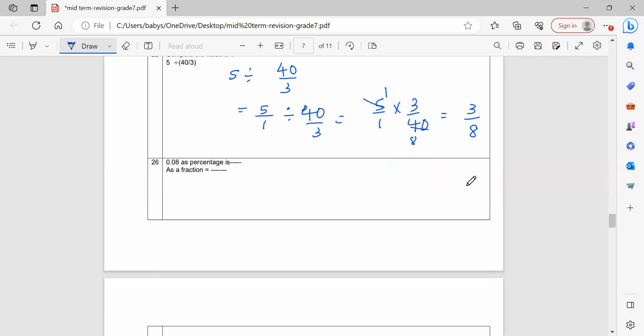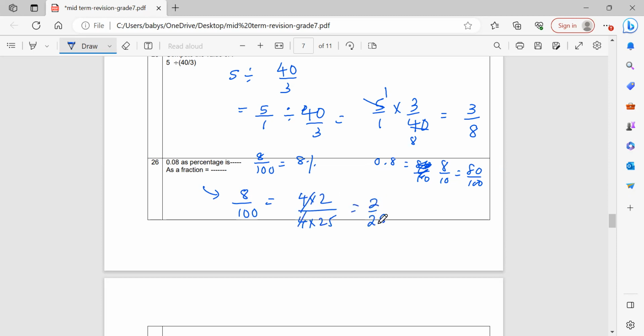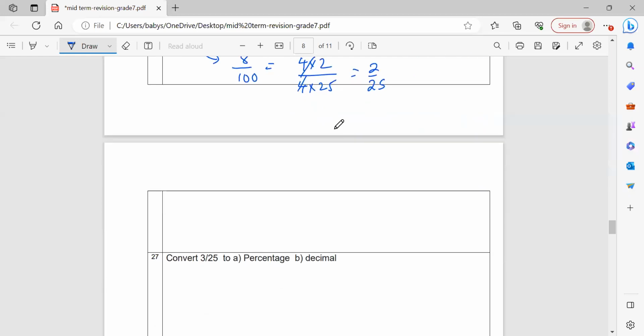Next is 0.08 as percentages. It is 8 by 100, right? Which is 8%. Be very careful, it is not 80%. 0.8 will be 8 by 10. 8 by 10 is 80 by 100. Okay, so be careful whether it is 0.8 or 0.08. And as a fraction, it is what? Yeah, here you need to be careful. 4 2s are 8, 4 25s are 100, right? That's why you should know it is 2 by 25. So that is one thing.